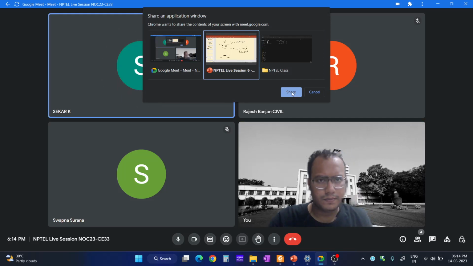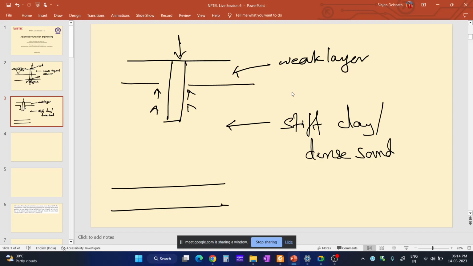Okay. So as I was saying, suppose this layer is stiff and a structural load is acting on top of the pile, on the pile head, and all the load is being carried through the length of the pile via skin friction. Okay, here no end bearing is involved.